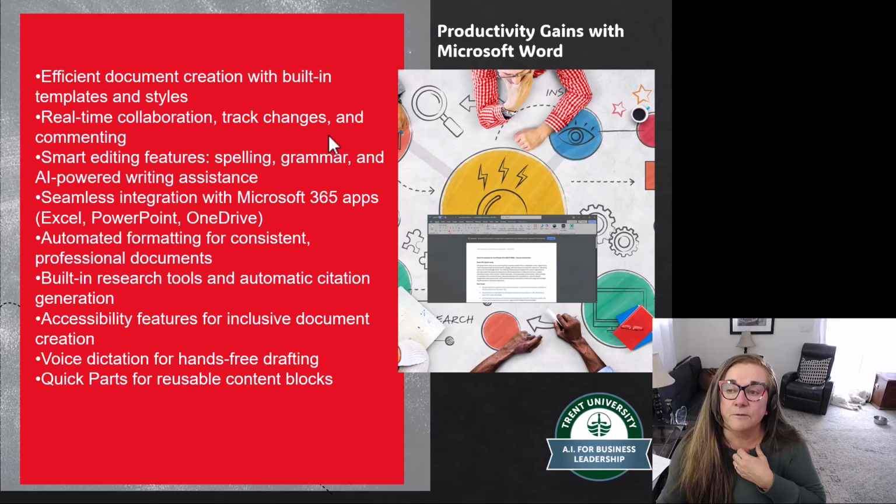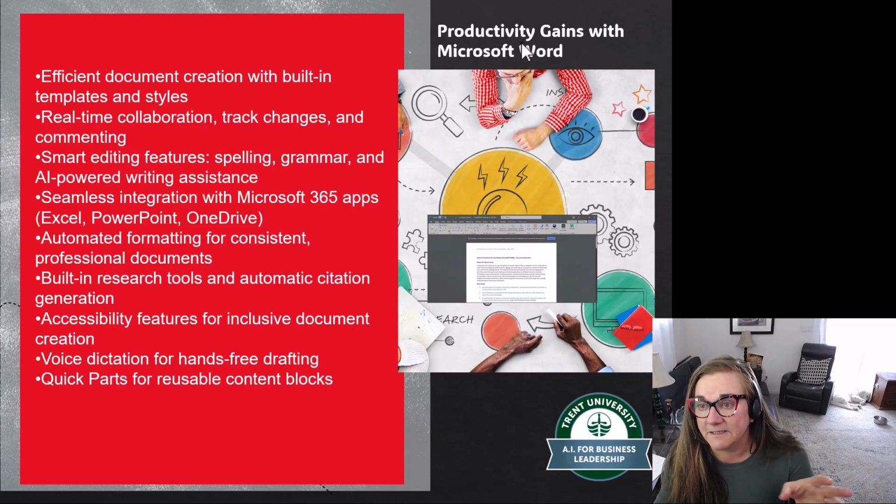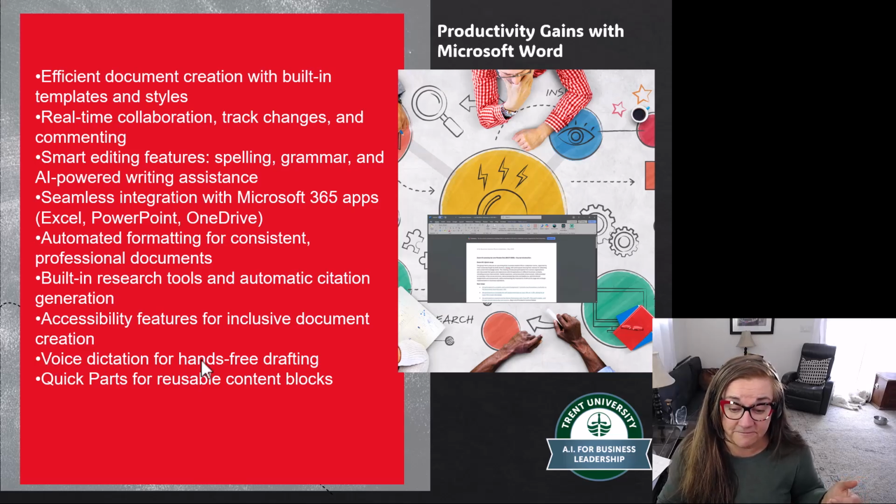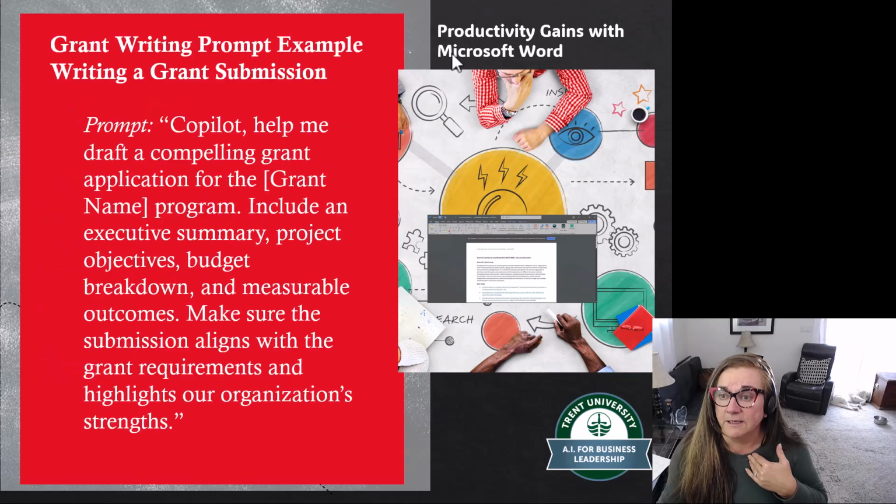So here are the productivity gains, and I have a couple of slides on each, and I'm not going to go through them. I want you to come back if it's something that is of interest to you. If you want productivity gains on Microsoft Word, this is explaining what it can do. For example, voice dictation, hands-free drafting. There's just all sorts of different things, like an AI-powered writing assistant. So there's a number of things it can do for you on Microsoft Word, and then I have some prompts.